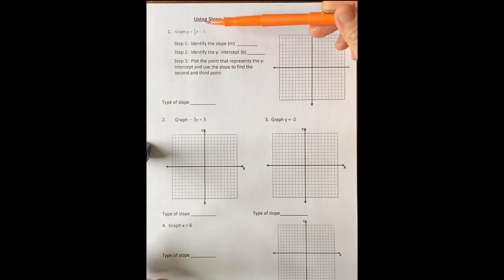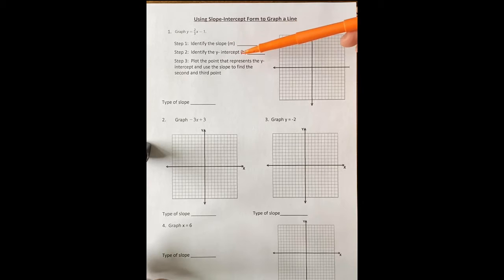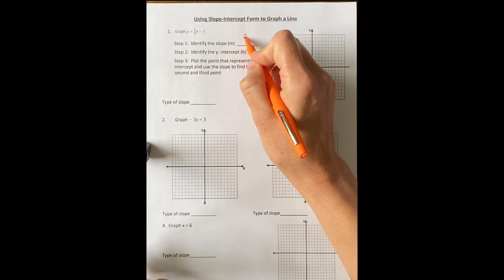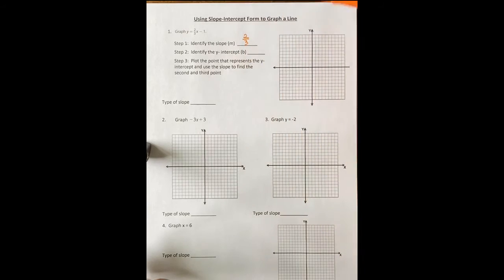In order to graph an equation, you have to identify your slope and your y-intercept. So my slope, m, remember, is the coefficient of x, which is 2/3. And your y-intercept would be your constant, which is -1 because there's a minus sign in front of it.